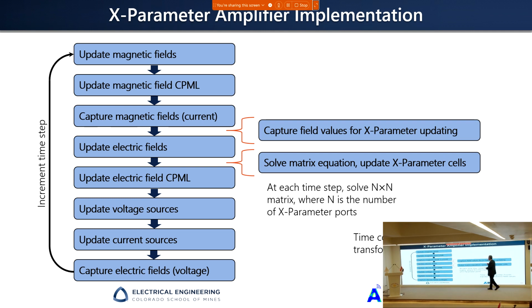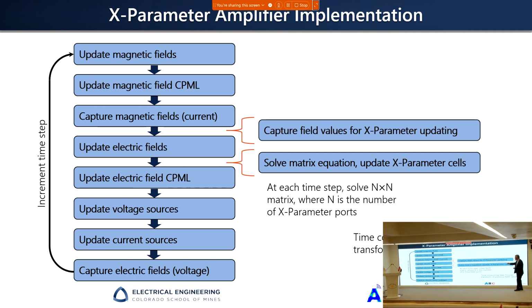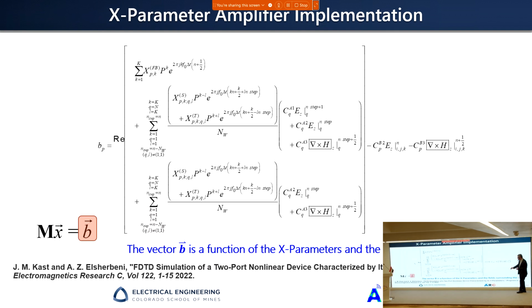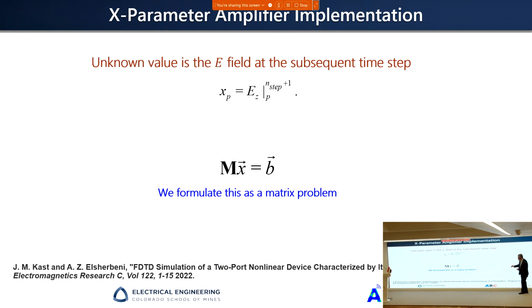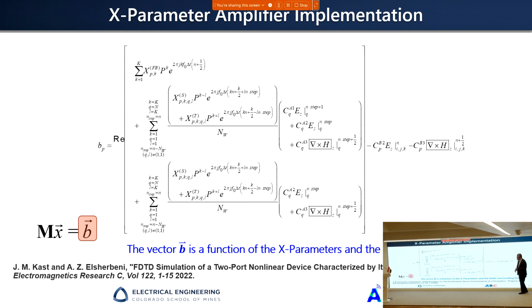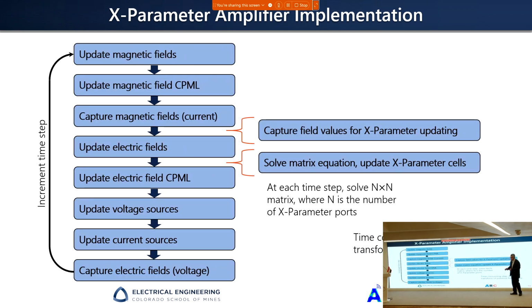We capture electric field values for X parameter updating, and we solve the matrix that I showed you here in between the time iteration, and this way we managed to integrate a black box into a finite difference time domain time loop.